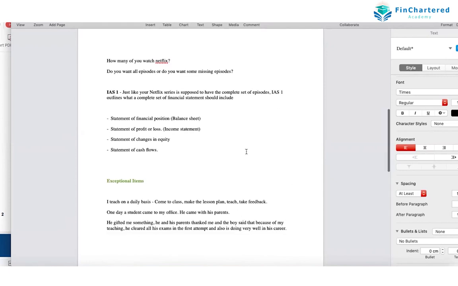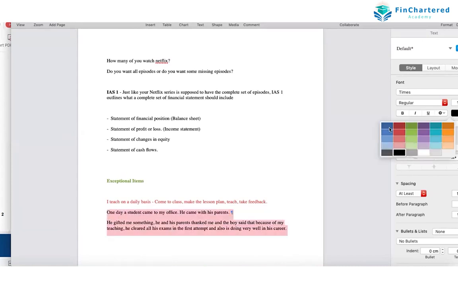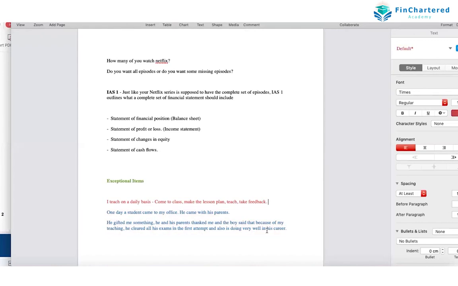So now this thing, what is in the color red is something that happens every day. It's part of the routine. But what is in blue, it does not happen every single day. It doesn't happen regularly. It's something that is exceptional. This is not part of my daily routine. What is in blue is not part of my daily routine.